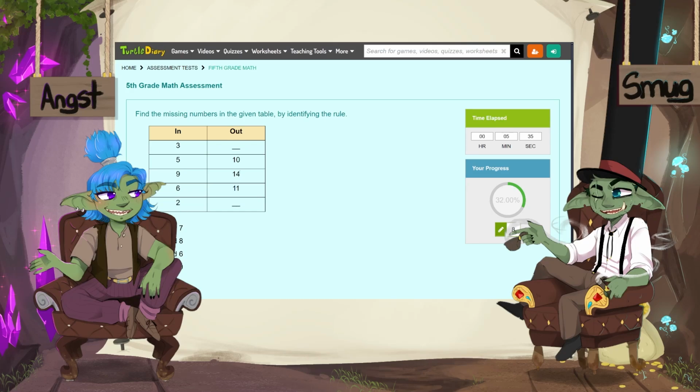Okay. I remember these. I don't think I ever got one of these right. I think I literally guessed every time. I did get these right. Find the missing number in the given table by identifying the rule. So 5 in, you get 10 out. 9 in, you get 14 out. 6 in, you get 11 out?